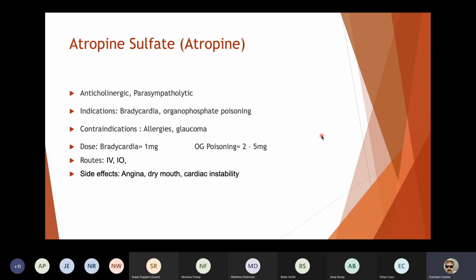Contraindications, any allergies to it. Generally, nobody's going to have an allergy to atropine. Glaucoma. For bradycardia, our dose is 1 milligram. If we're looking at organophosphate poisoning, it's 2 to 5 milligrams. It's a lot higher dose.